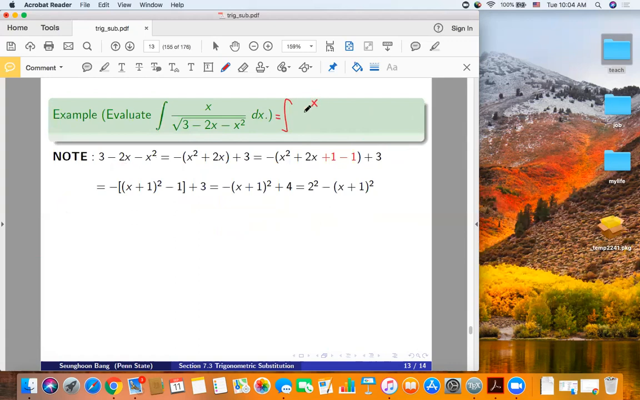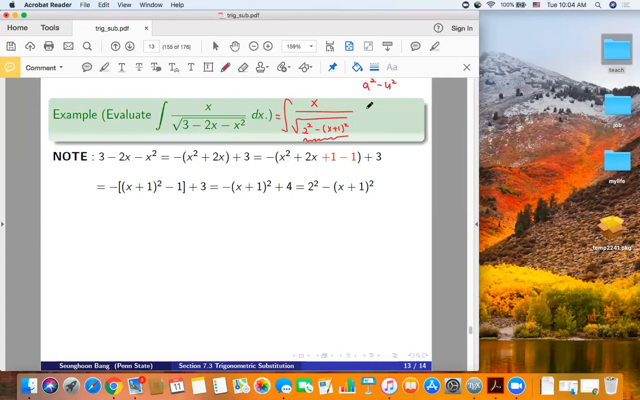Integral of x over the square root of 2 squared minus (x plus 1) squared. So we have this form. The 2 squared minus (x plus 1) squared, we can compare with the a squared minus u squared form. So what's it like here?